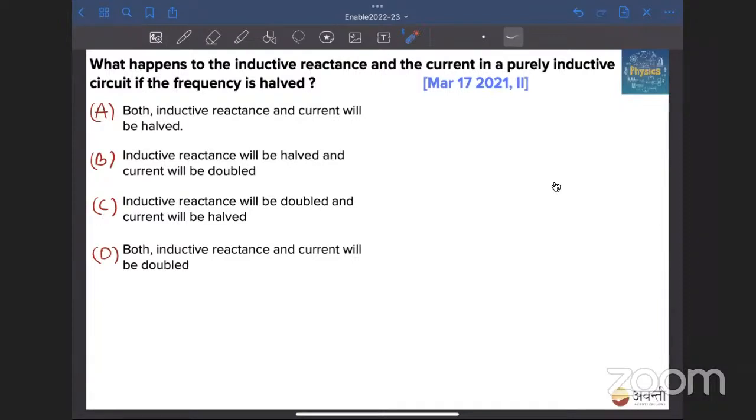So it is asking what happens to the inductive reactance. Means inductive reactance, what is it? XL. We have studied what it is: omega L, or we can write 2 pi f L. Clear? What happens to the inductive reactance and the current in a purely inductive circuit, if the frequency is halved? So what is being halved here? The frequency is being halved.